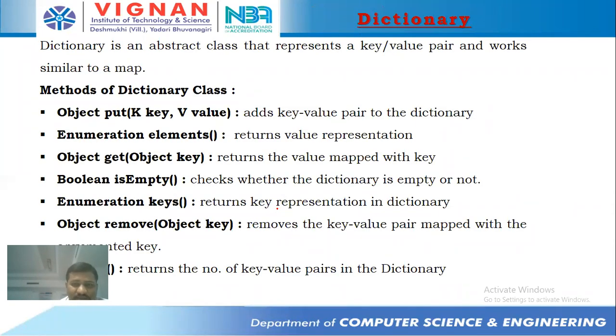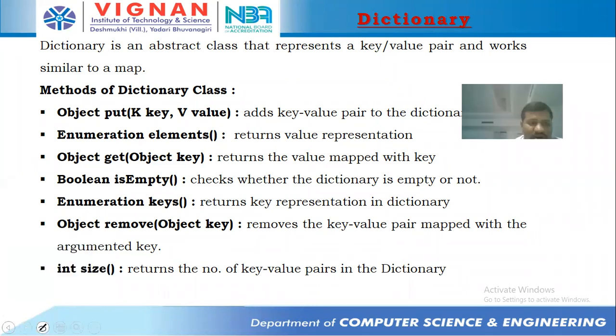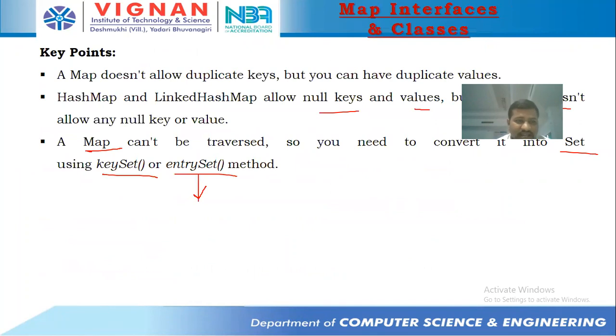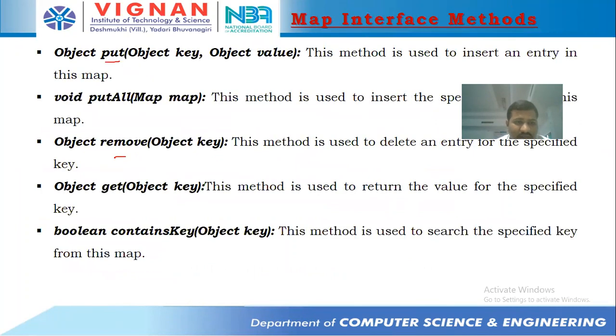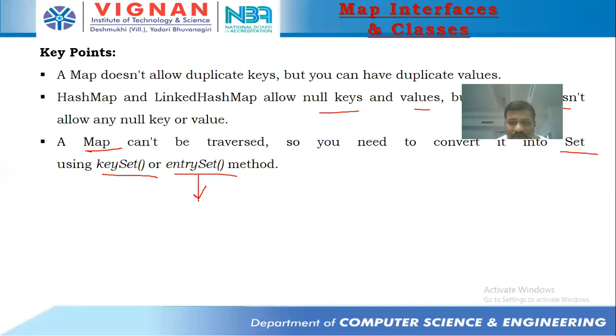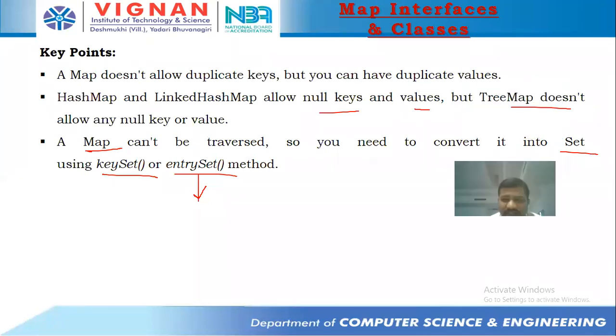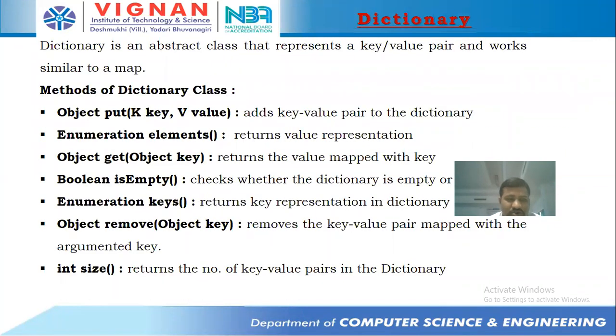Dictionary is an abstract class that represents a key value pair and works similar to Map. We have some methods like the object put, like all the things we have in Map. The same kind of thing will be there, but it's an abstract class. But we are not going with Dictionary. We'll be going with HashMap, or else TreeMap or LinkedHashMap. Apart from that, we'll not be going with Dictionary. So just know that Dictionary is one abstract class that represents a key value pair.